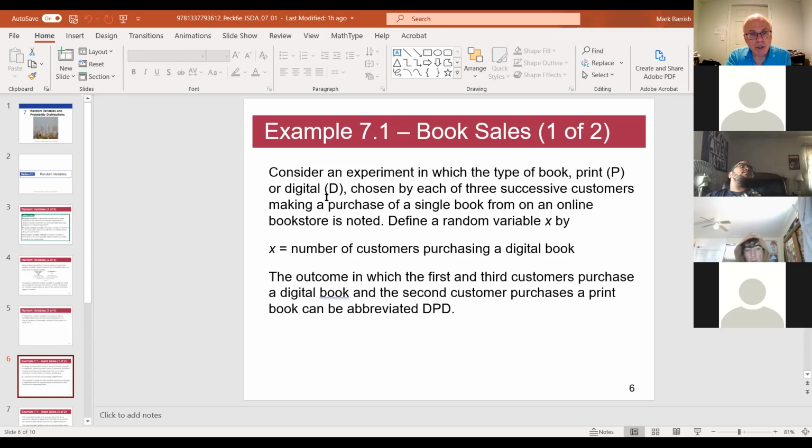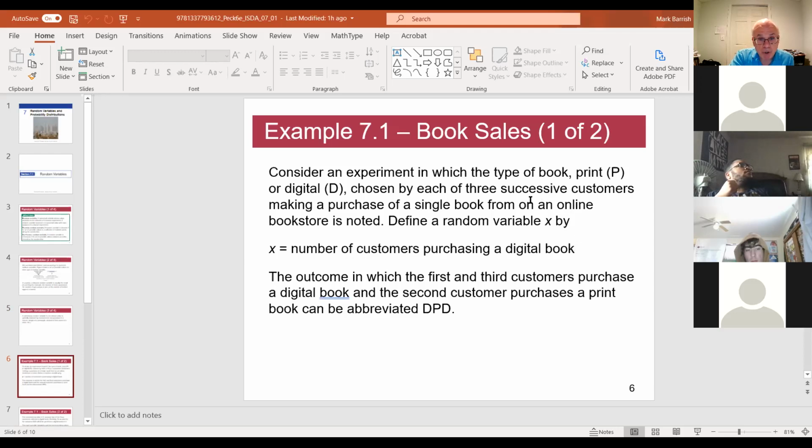All right. So here they're just giving you an example of a discrete one. An experiment in which the type of book, print or digital, is chosen by each of 3 successive customers making a purchase of a single book from an online bookstore. Define a random variable X, the number of customers purchasing a digital book. Okay. So there's 2 choices, digital and print, right, for each of the 3 customers. We're really saying, what are the possible values for X, the number of customers purchasing a digital book?